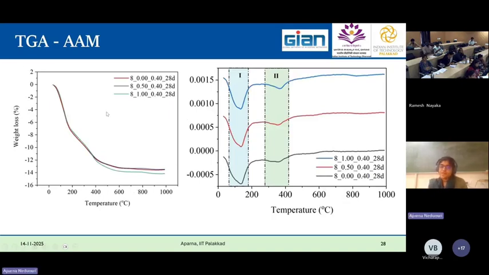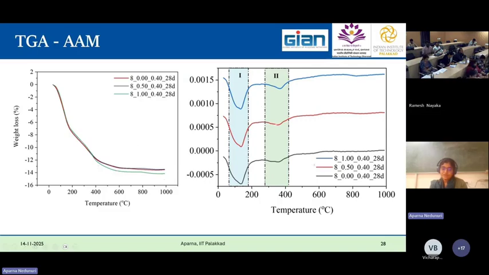This is with addition of retarder. What we have seen here is that with increase in retarder content, the total weight loss has increased. Ideally, the retarder would decrease the compressive strength. But what we got is that the addition of retarder has increased the compressive strength. Now, why is that happening? When we performed TGA, we understood that there is an increase in total weight loss with an increase in retarder content.